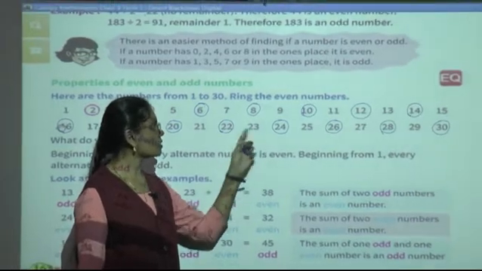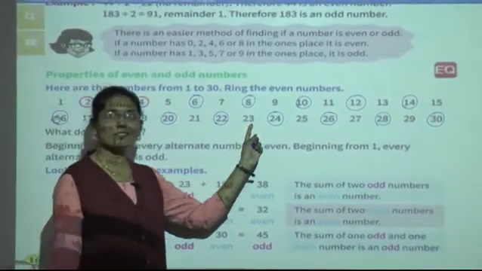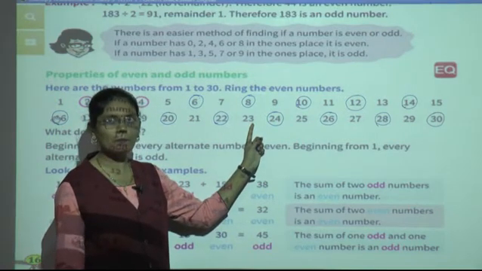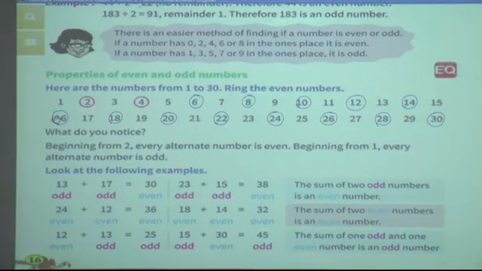And suppose, now see this 23. Here at ones place 3 is there. If the ones place digit is an odd number, then that whole number is an odd number. This is very simple to identify even and odd.